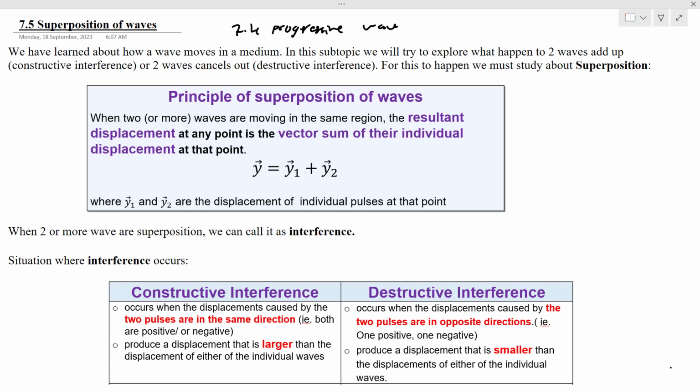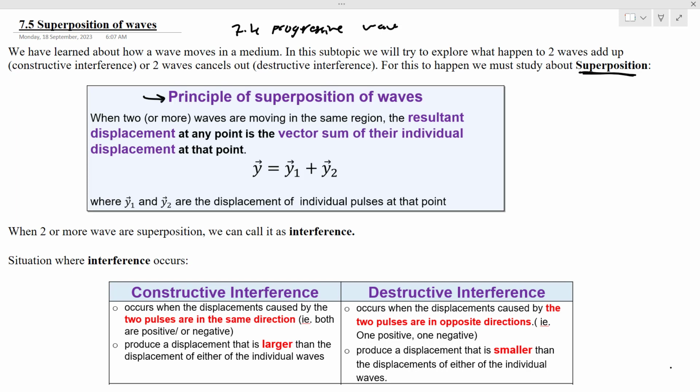In this subtopic, we will try to explore what happens when two waves add up, which we call constructive interference, or two waves cancel out, which we call destructive interference. For this to happen, we must study about superposition. So di dalam subtopik ini, kita nak belajar apa yang berlaku when two waves combine. Bila dua wave bergabung, nama dia adalah superposition.